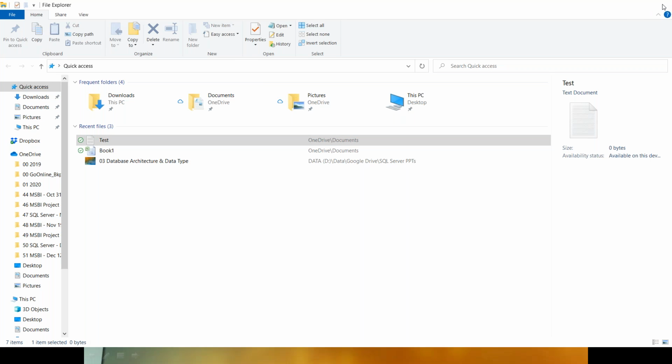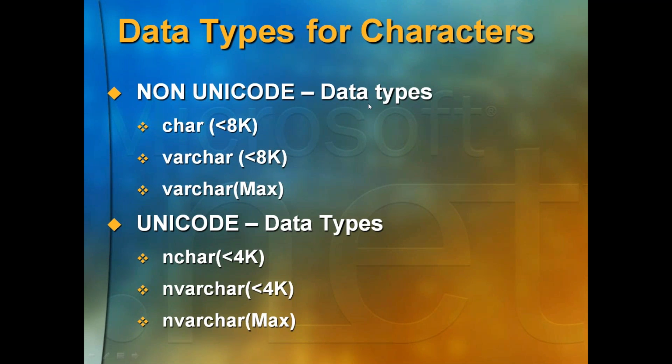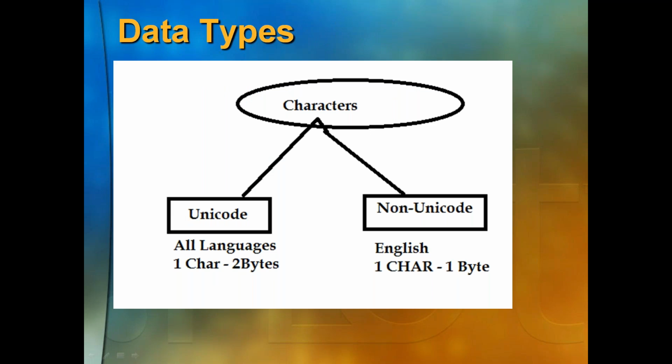Oracle, SQL Server, Java, .NET, everywhere you should be able to have your own language. If you have a script, it means clear. So this is what you should be able to understand about character data, Unicode and non-Unicode. Any questions, guys?